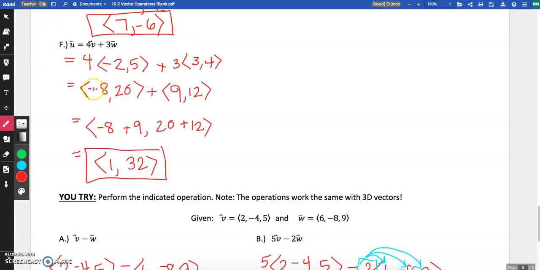All right, you guys can check your work here. So here's my answer to F. My final answer is 1, 32. Again, feel free to pause so you can see each individual step. I did follow order of operations, so I distributed first and then added.